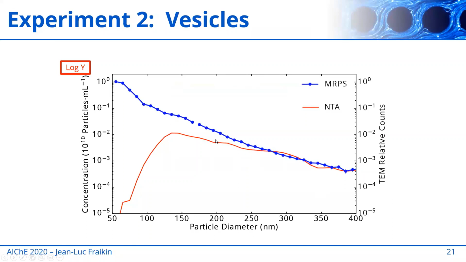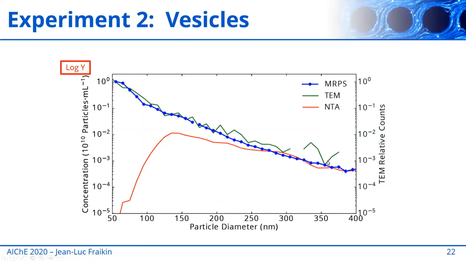It's actually kind of a power law distribution that MRPS sees, which is a continuously increasing concentration of particles all the way up to the detection limit. In this case, it's around 50 nanometers for these measurements. So what's going on here? Well, we need an adjudicator. So let's measure this sample by EM.